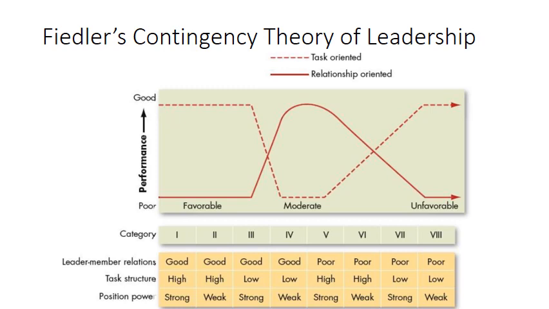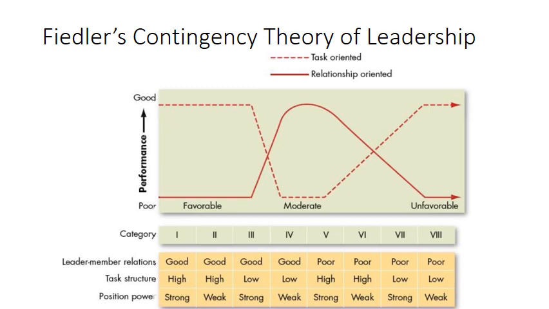This is what we discussed before, which Fiedler found only after his studies. Fiedler concluded this point, which we find from this graph. Here you can see the dotted line represents good performance. That is, task oriented leaders are found to be good during favorable and unfavorable conditions, that is, during categories 1, 2, 3 and 6, 7, 8.